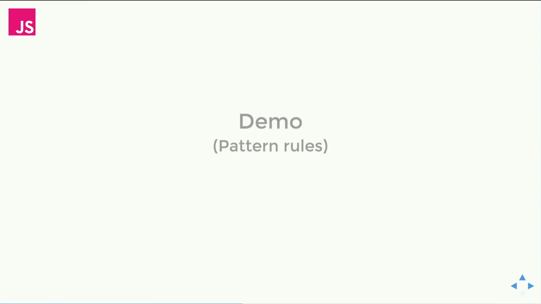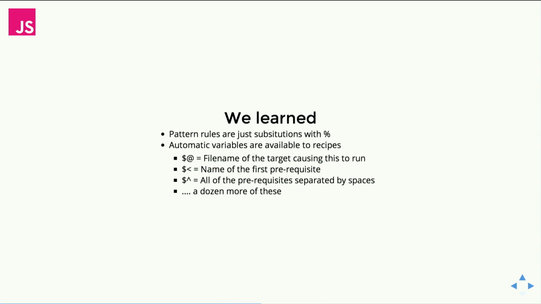So we saw something really nice, which is pattern rules, where we have substitutions with that lovely percentage symbol. Automatic variables are then exposed to recipes from both the targets and the prerequisites, and we have a nice long list of magic incantations that will get things out of that list. You start reading the magic incantations, and you start memorizing them.